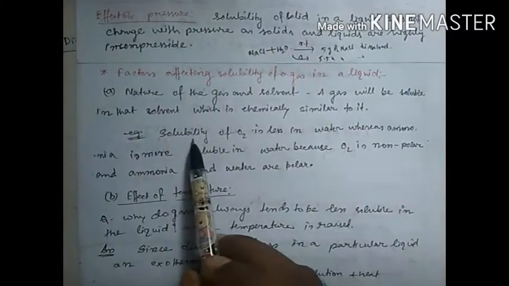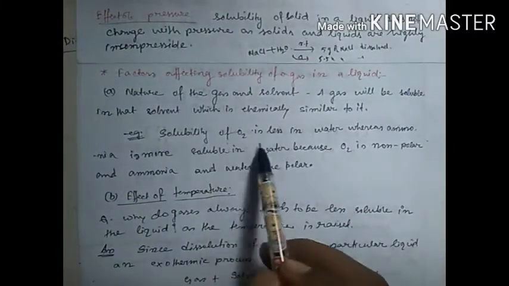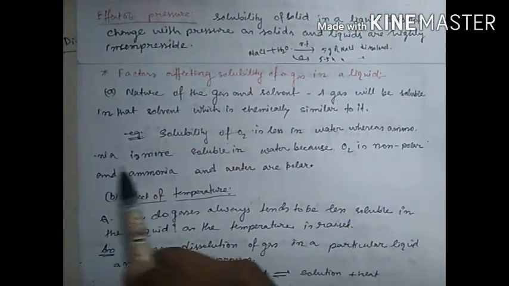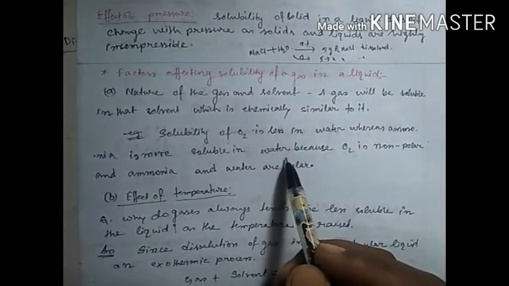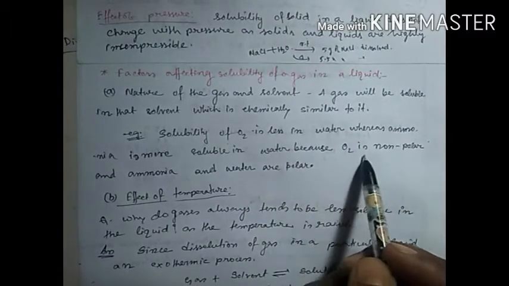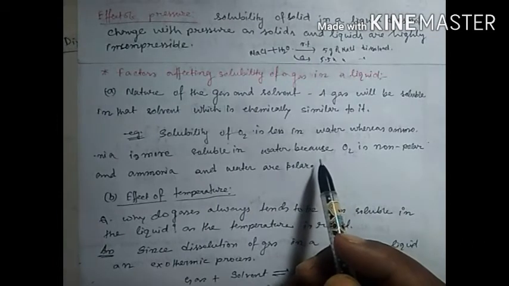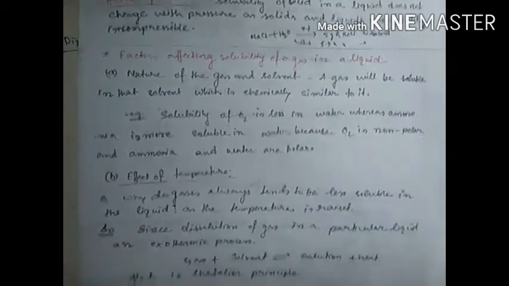For example, the solubility of O2, which is non-polar, is less in water, which is polar, whereas ammonia, which is polar, is more soluble in water. Water is polar, because O2 is non-polar while ammonia and water are polar. I already said that. Okay. Next thing, effect of temperature.